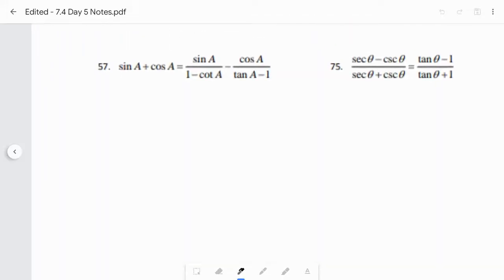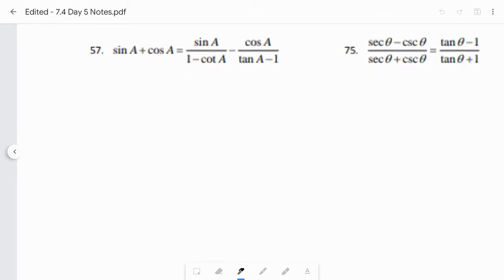Okay, number 57. These problems are going to start getting a little bit more complex now. So remember that you can always pause the video to work a little bit slower and write out more steps, and then you can always unpause to double check.